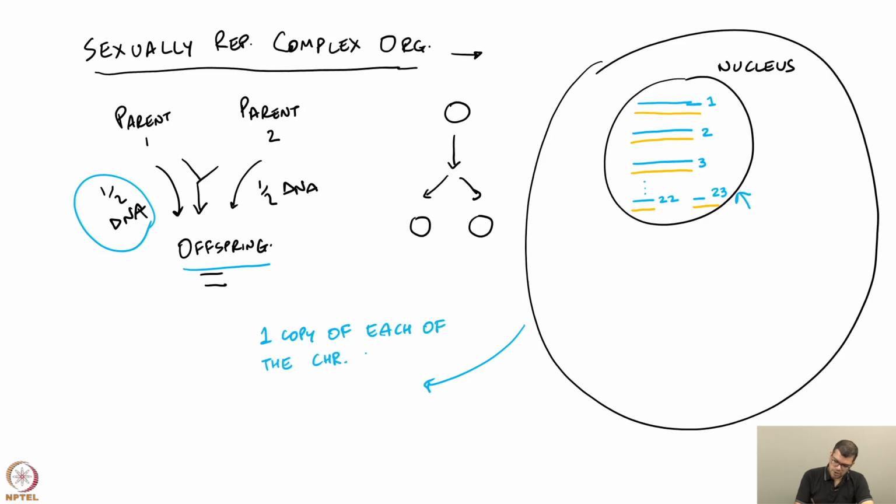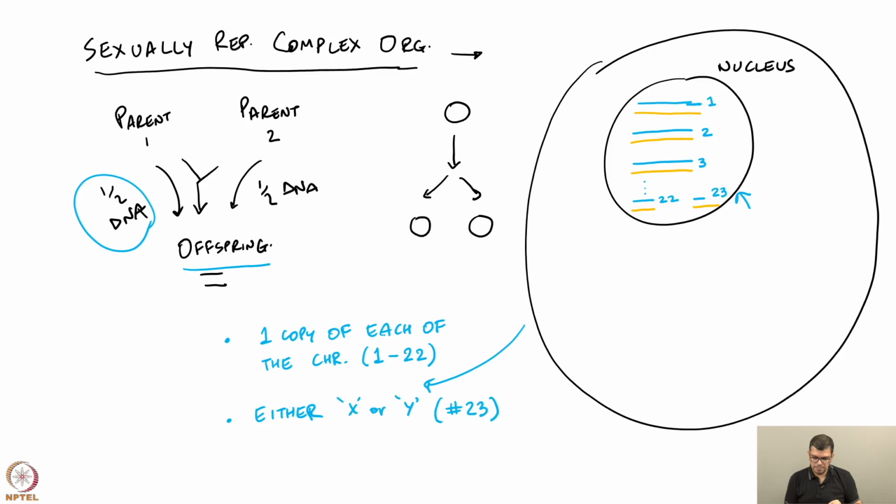When I say that I will pass one copy of each of the chromosomes, from chromosome number 1 going all the way to chromosome number 22, I will pass that. In addition, I will pass either X or Y for chromosome number 23.